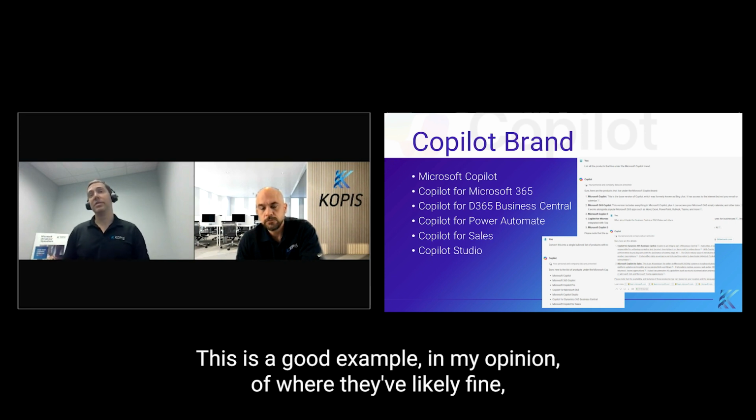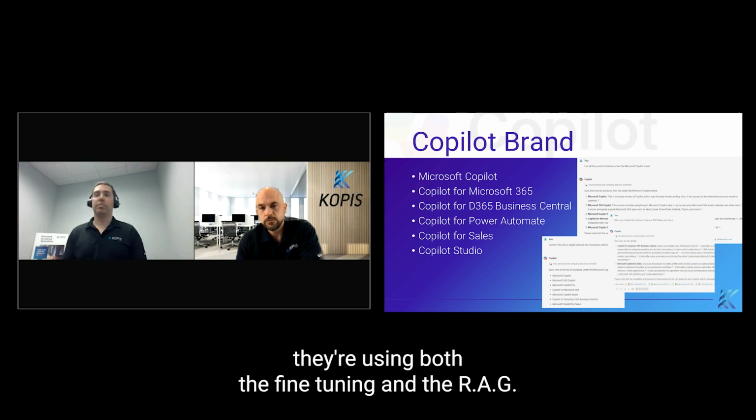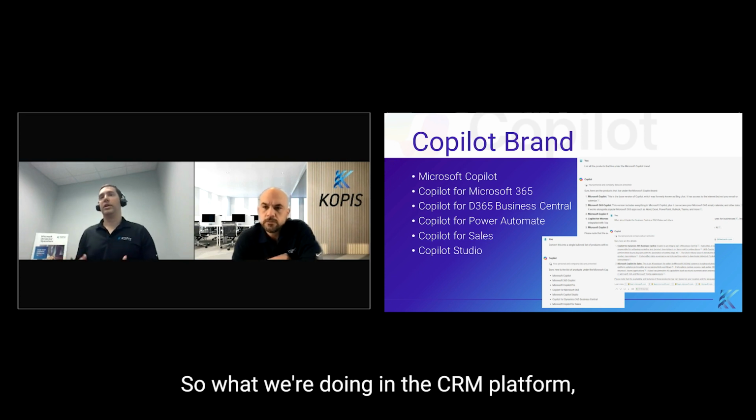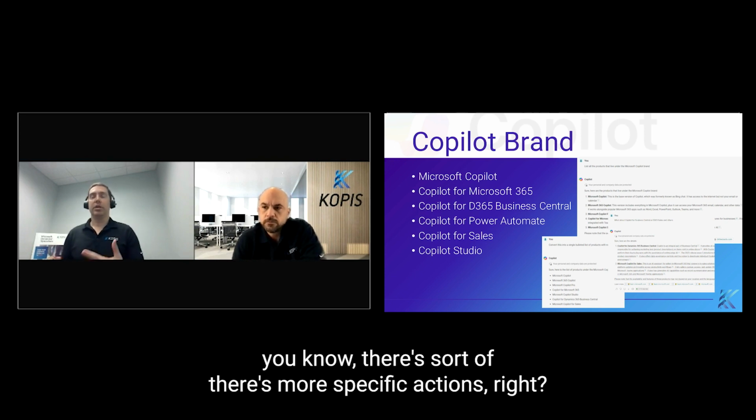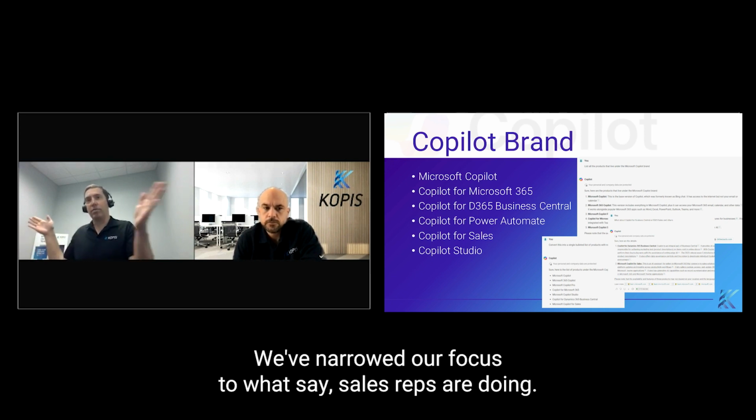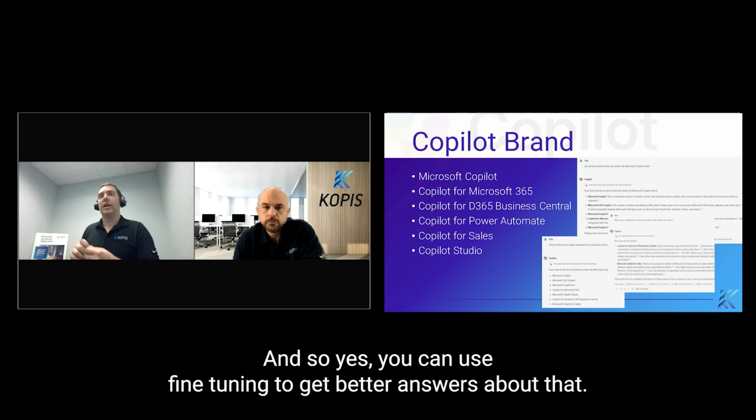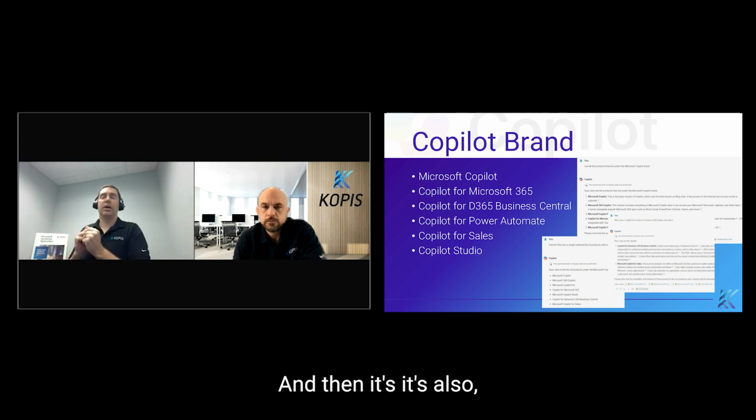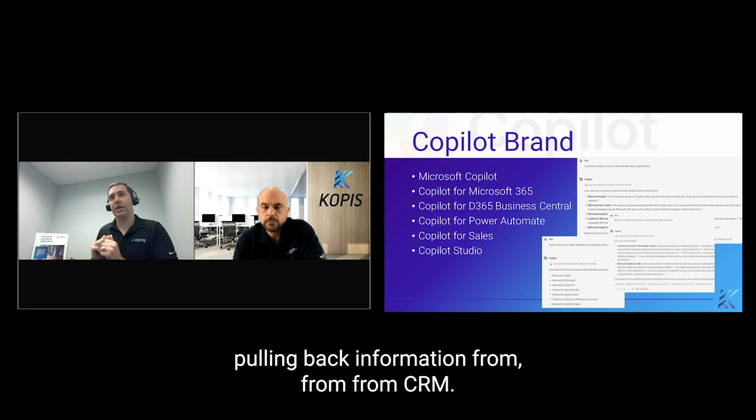Copilot for Sales is a good example, in my opinion, of where they're using both the fine tuning and the RAG. In the CRM platform, there are more specific actions. We've narrowed our focus to what, say, sales reps are doing, so you can use fine tuning to give better answers around that. And then it's also pulling back information from CRM.